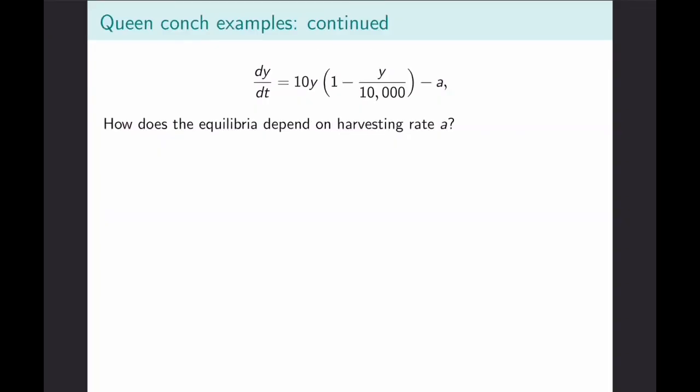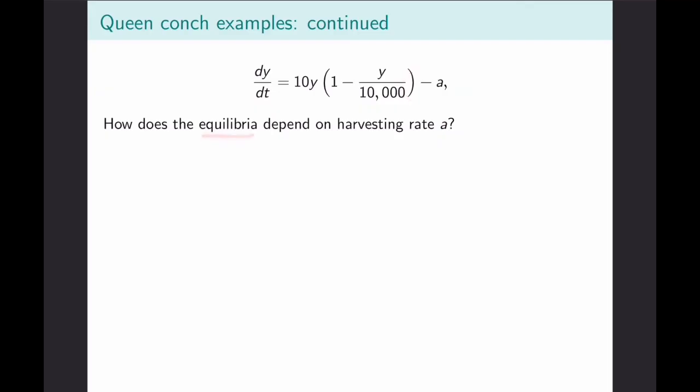We can analyze the queen conch example purely from the formula itself, but it will be a little algebra heavy. So I'm going to go through this for completeness to confirm the graphical information, but this is not the type of calculations that I expect you to do in full for examples like these. So let's think about, given the formula, how do equilibria depend on this harvesting rate A?